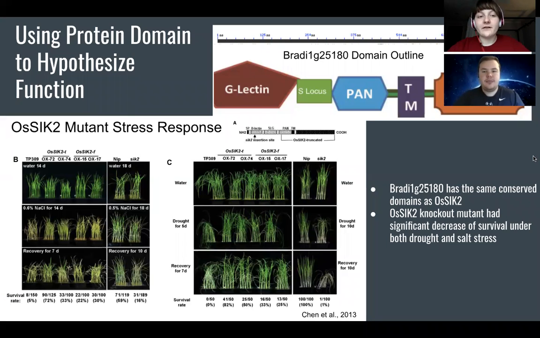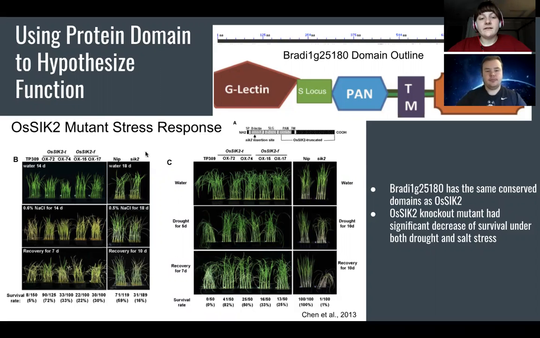And then we looked further and saw that there are different protein domains that have been conserved. In our gene there's a G-lectin, S-locus, PAN domain, a transmembrane domain, and a serine/threonine kinase domain. And we found the same domains in the OSC2 gene, which is found in rice.